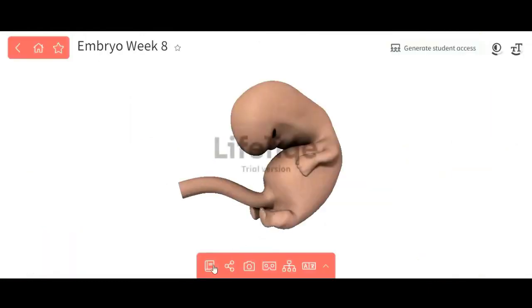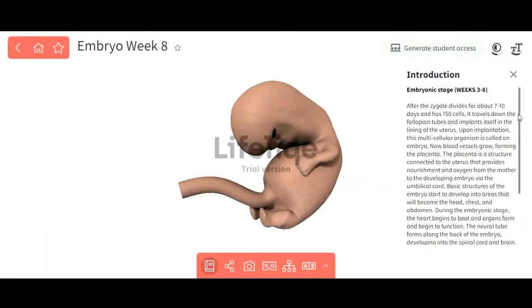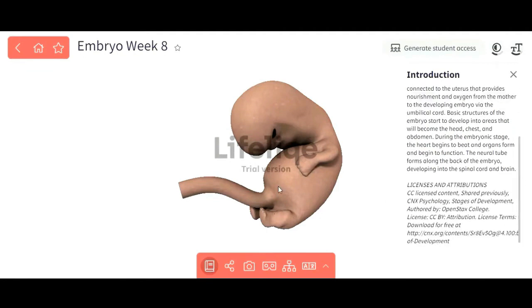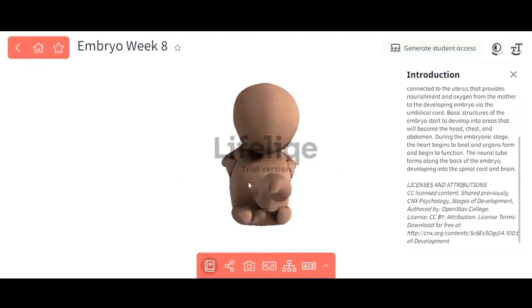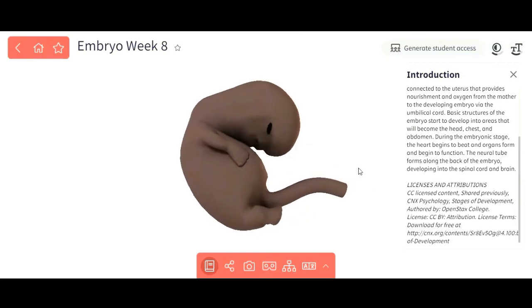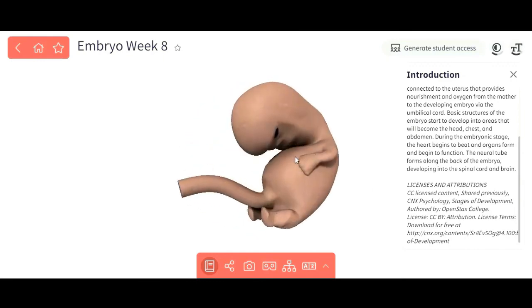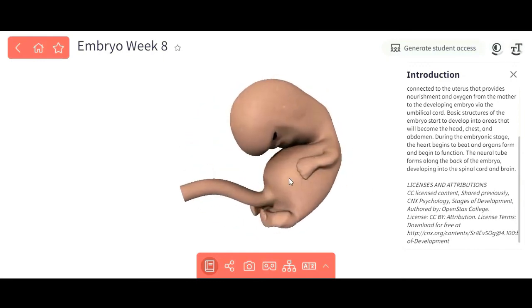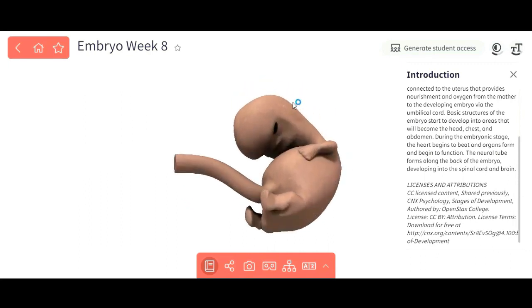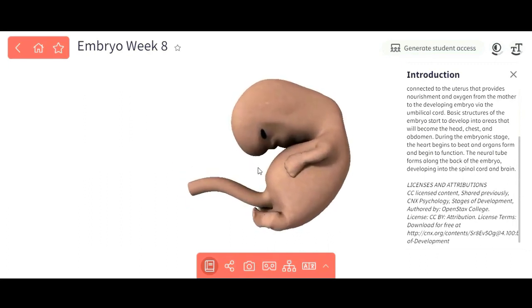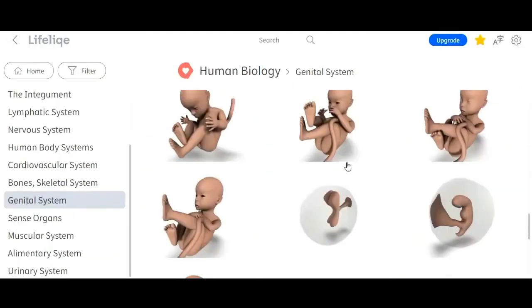We can see the same introductions as the last that I have told you, and this is the structure and anatomy. It already has a hand but not complete yet, and also the heart begins to beat. And next, we have the embryo in week 9.